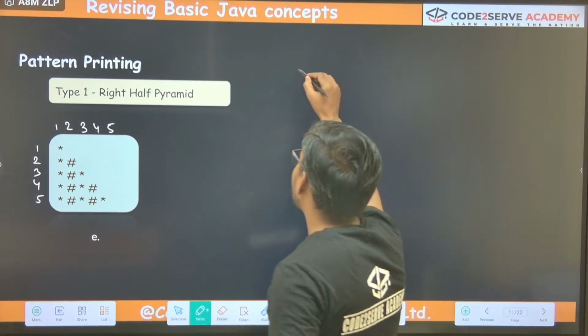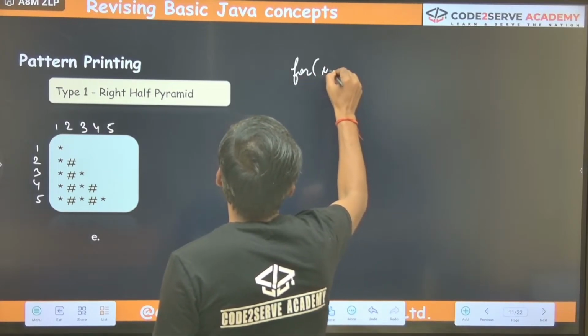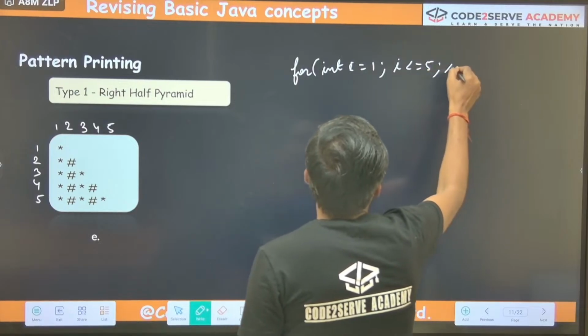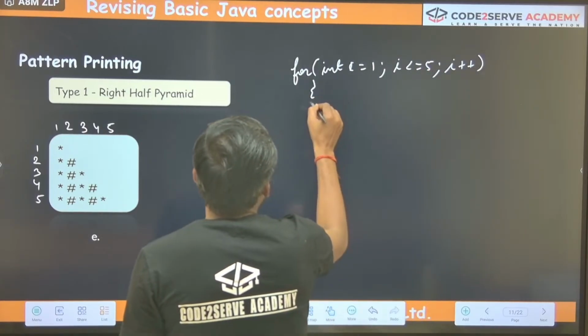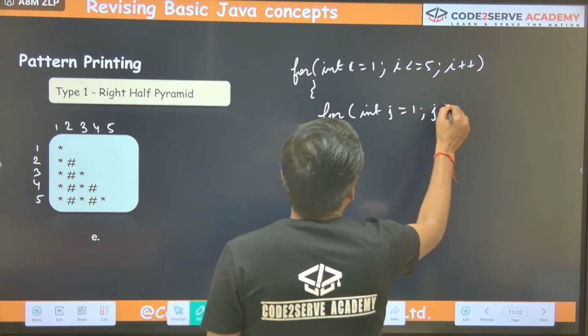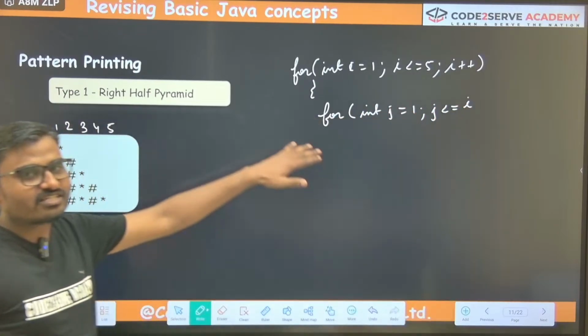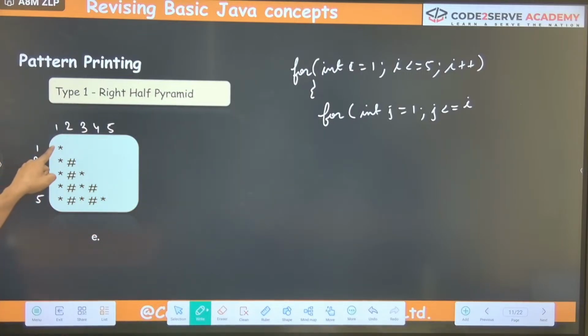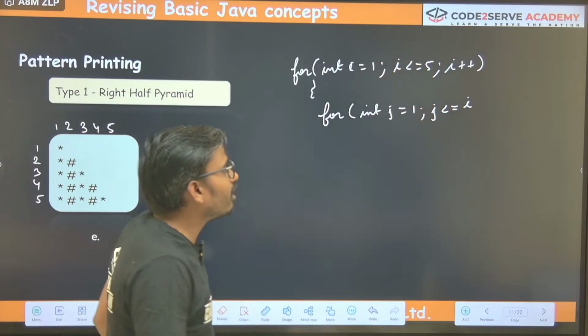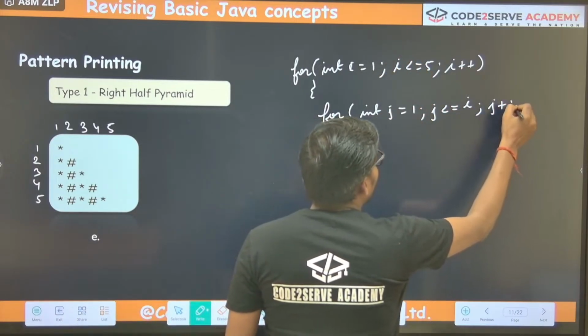So again, we'll write for int I equals 1, I less than equal to 5, I plus plus. Then for int j equals 1, j less than equal to I. Always this condition will come. How? Because in each row we are printing the number of columns equal to the row number we are in. So for row number 1, only one column. For row number 2, two columns. That is why we are writing j should be less than or equal to I. All right. Now j plus plus.